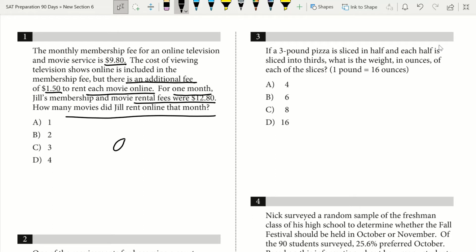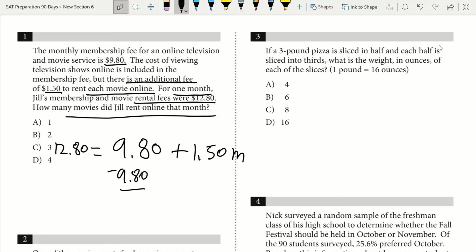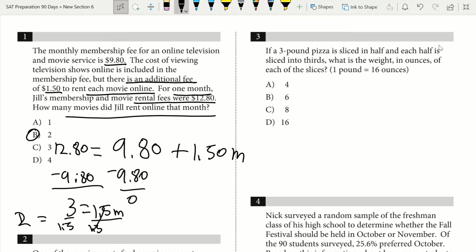All right, well, we know that she has an initial cost of $9.80, and we know her total cost is $12.80. And we know that she gets charged an additional $1.50 per movie that she rents each month. So what we'd do here is we'd subtract $9.80 from each side, and we would see that we would have $3 then. $3 is equal to $1.50 per movie. We'd divide each side by 1.5, and we would see that we have M is equal to 2. Right? So we see our answer there is going to be B.